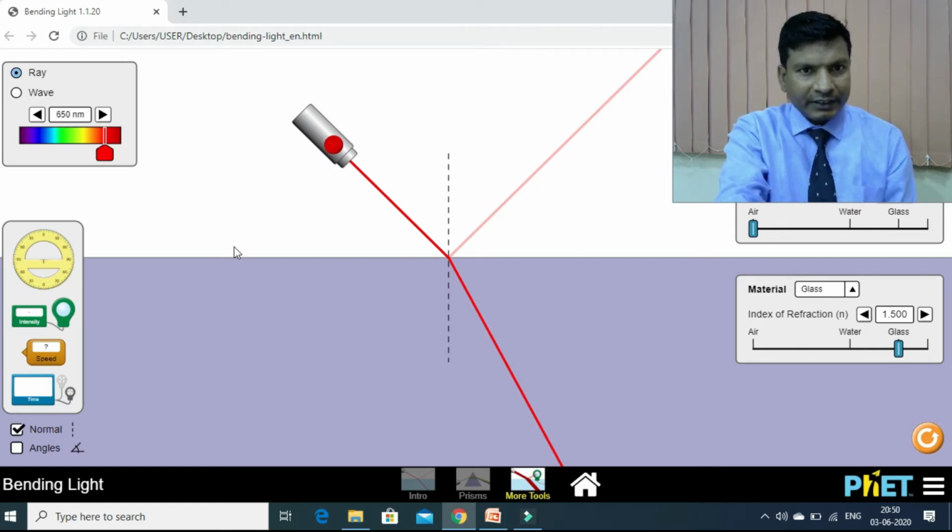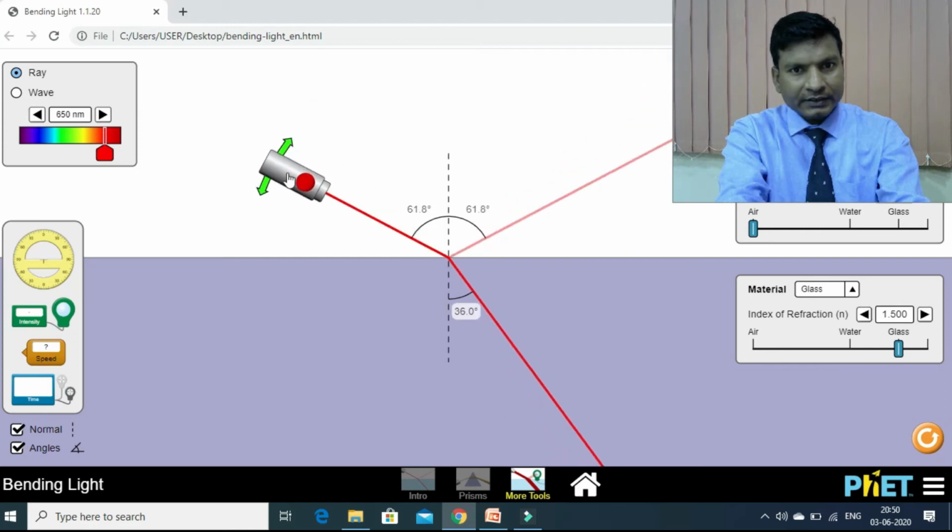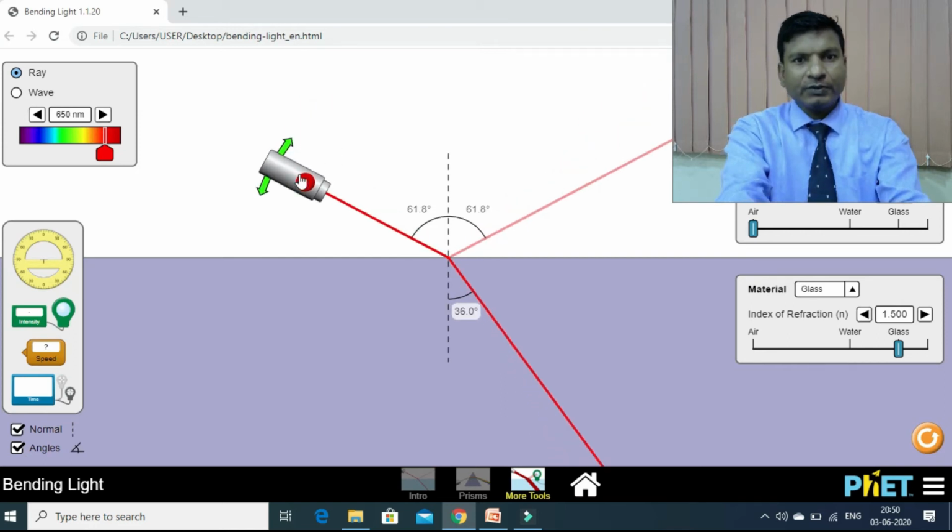Now what happens if I change the angle? Just have a look here, this angle is given here 45 degree. Now I'll change the angle. Now I'm making it say 61.8 degree. So here when the angle of incidence is 61.8 degree, angle of refraction is becoming 36.0 degree. That means it is becoming 36, which is less than the angle of incidence.